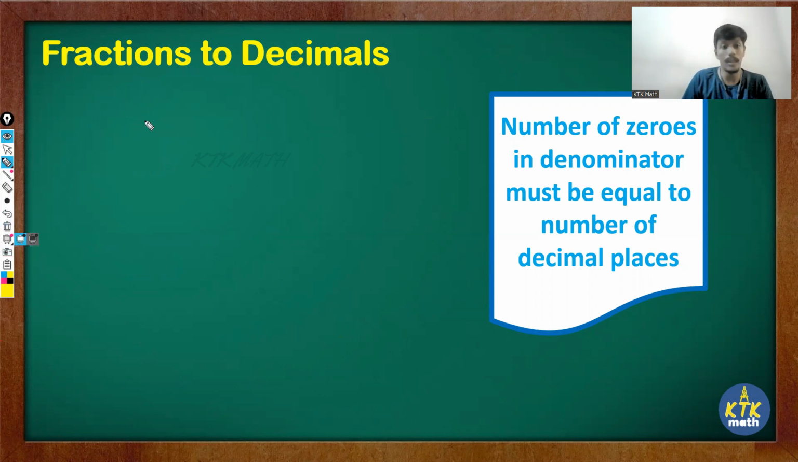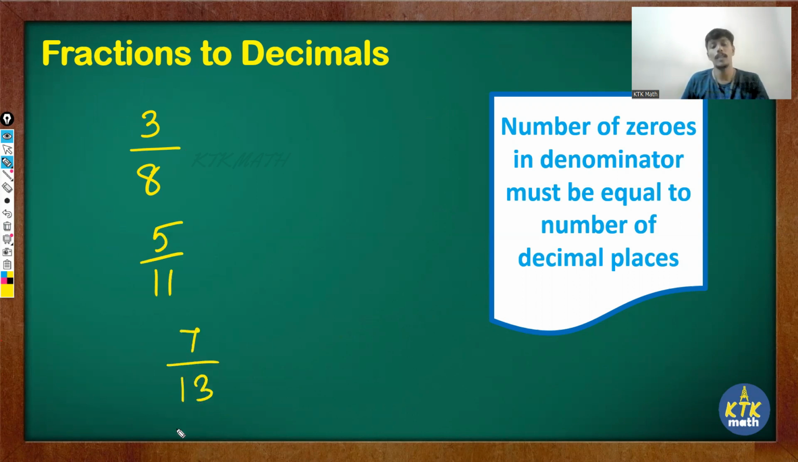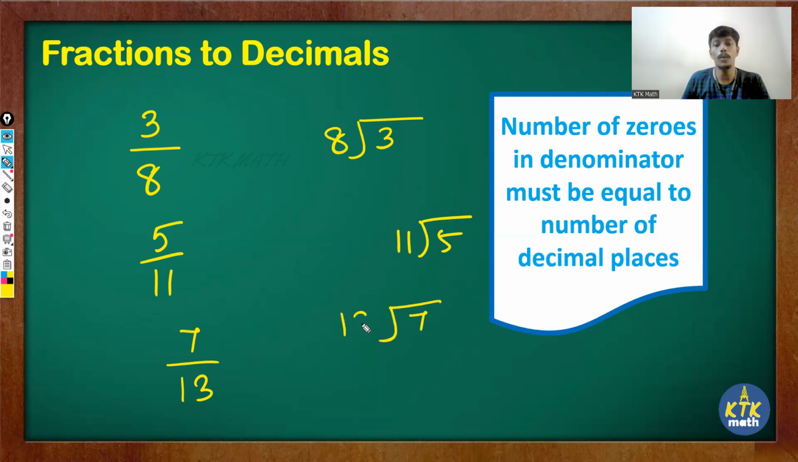If your questions are given like this, like 3 over 8, or a question like 5 over 11, or a question like 7 over 13. In this case, changing 8 into 10 or 100 is not possible. 11 also not possible. 13 also not possible. But how to do this? How to convert these fractions into decimals? Children, there is no way we can convert them directly, just like what we have done in the previous question. In these numbers, definitely you need to do your regular divisions only. Clear? You need to do regular divisions only.